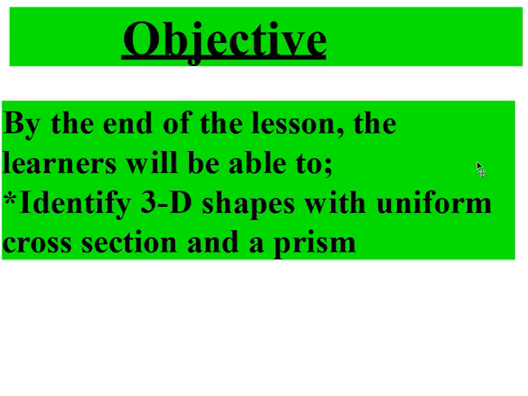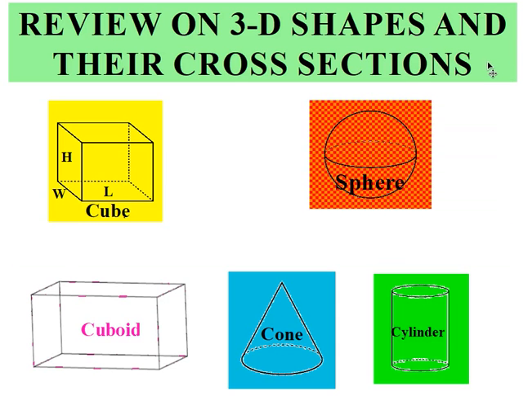By the end of today's lesson, you will be able to identify a 3D shape with uniform cross-section and a prism. I trust you get the objective of today's lesson. Then, let's have a review on 3D shapes and their cross-section, as we learned in our previous lesson.